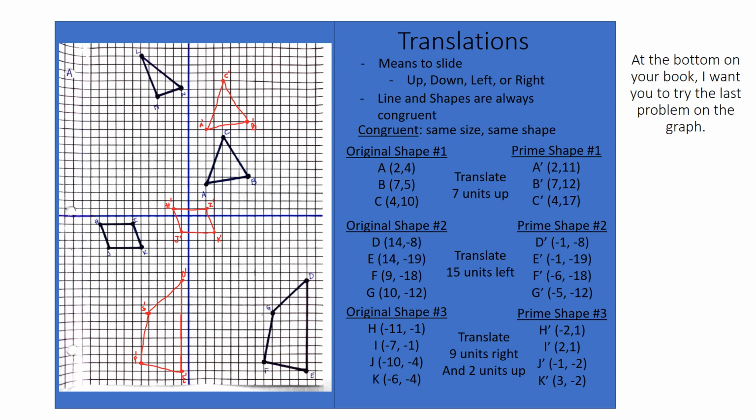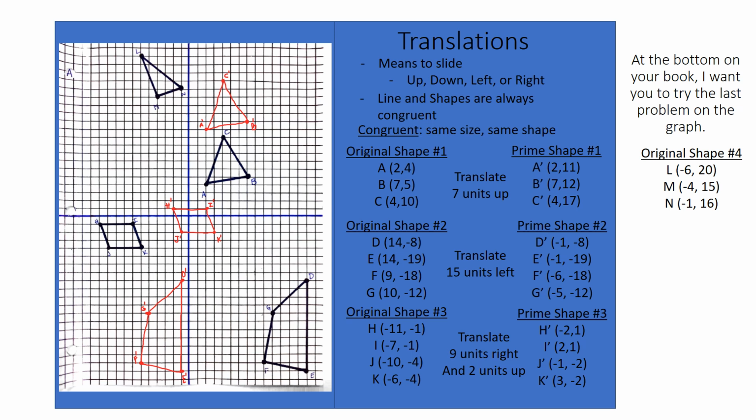Now, at the bottom of your book, because you should still have a little bit of space left, I want you to try the last problem on the graph. I'm going to help get you started. Our first step is to take the triangle LMN and label the original points. L is at -6, 20. M is at -4, 15. N is at -1, 16.